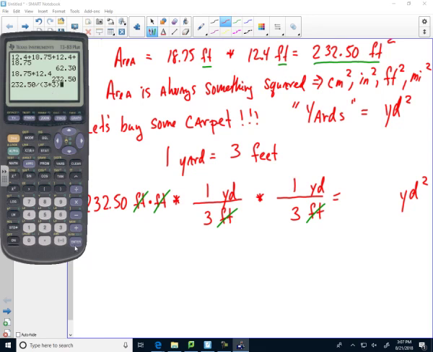Okay? So press enter. So what do we need? Well, actually we need 26 because I don't think they're going to sell you 8.83 of a yard. 26 square yards. Yeah, round it up in that case.